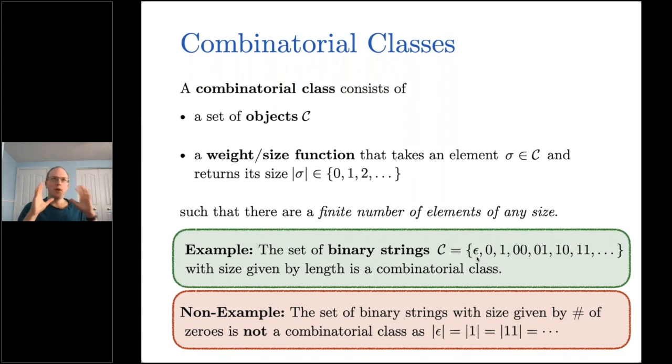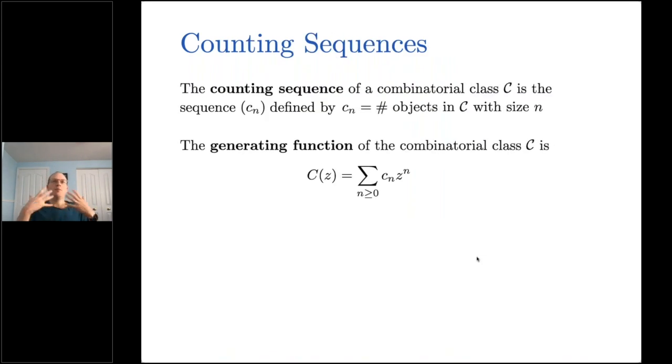Okay, so combinatorial classes are what we're going to be studying. Now, if I have a combinatorial class, I'm going to define the counting sequence of my class to be the sequence C of n, where C of n is the number of objects that have size n. And the generating function is then the generating function of the counting sequence. So it's an infinite series in the variable z, where the coefficient of z to the n is the number of objects of size n.